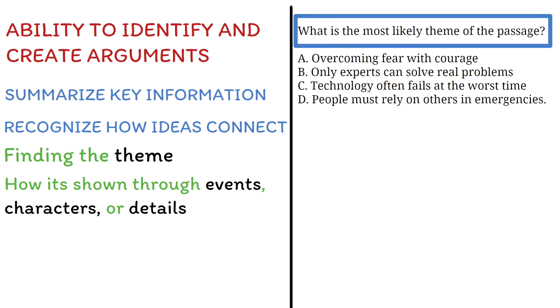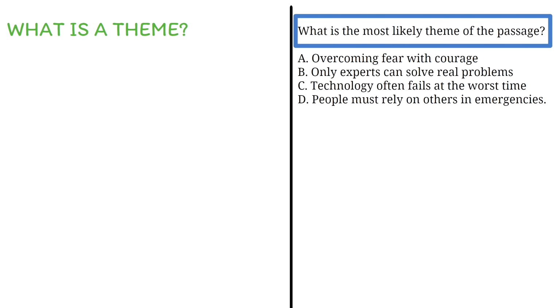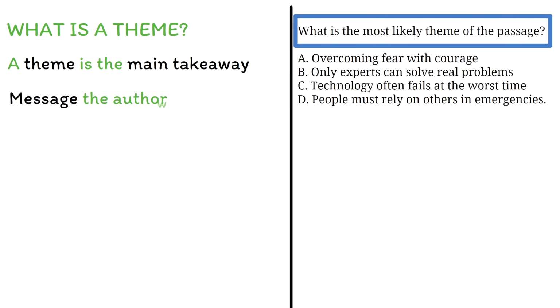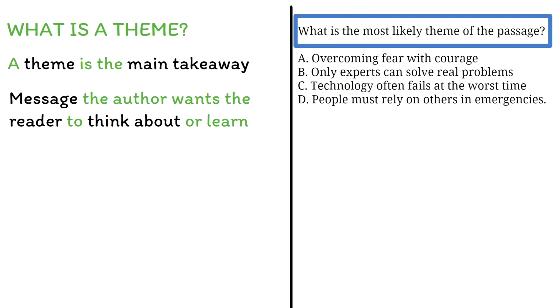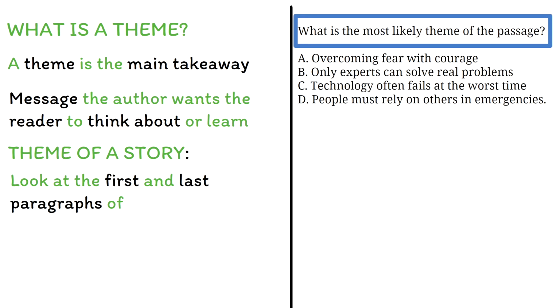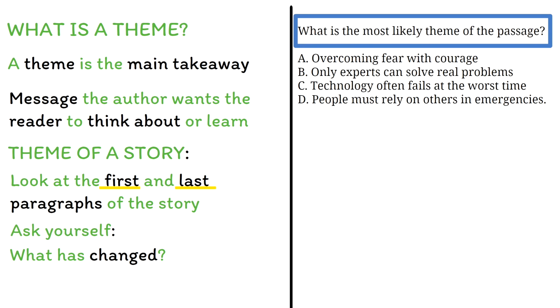What is the most likely theme of the passage? To answer this, we need to understand what a theme is. A theme is the main takeaway in the story. It is the message the author wants the reader to think about or learn. Now, to find the theme of the story, it's often helpful to look at the first and last paragraphs of the story. So when reading these two parts, you need to ask yourself, what changed, or what was the message?